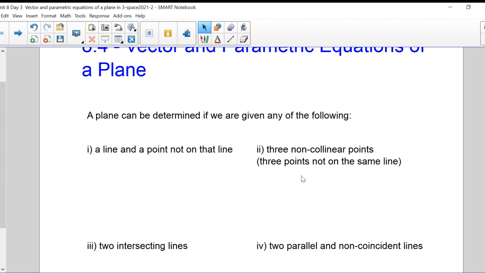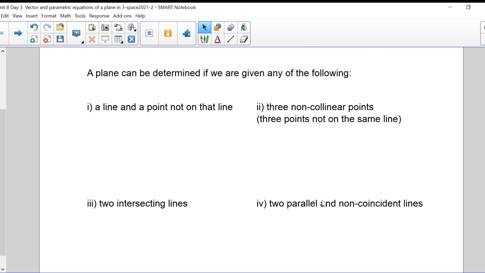The other way you could create a plane is by giving three non-collinear points. If I only give you 2, then you can create a line, but you can't create a plane. But if I give you 3 non-collinear points, so they're not all on the same line, then that's sufficient to define a plane, right? And we're going to do a question like that today as well.